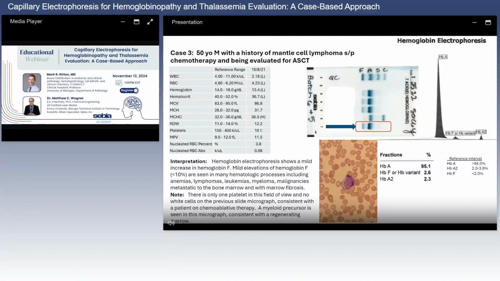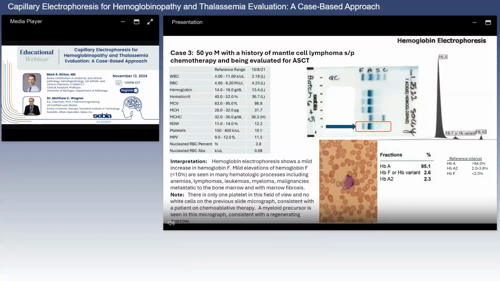So the interpretation in this case, hemoglobin electrophoresis shows a mild increase in hemoglobin F. Mild elevations of hemoglobin F, less than 10% typically, are seen in many hematologic processes, including anemias, lymphomas, leukemias, myeloma, malignancies metastatic to the bone marrow, and with marrow fibrosis.